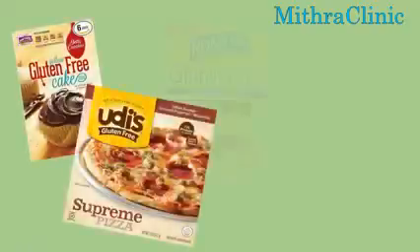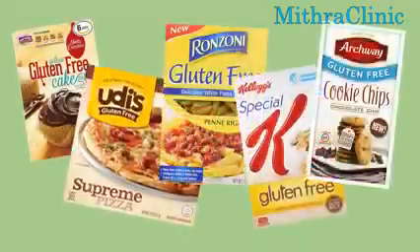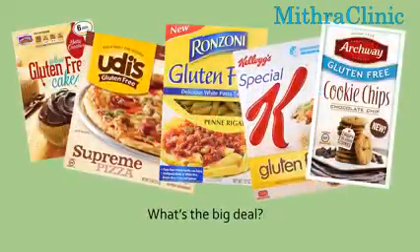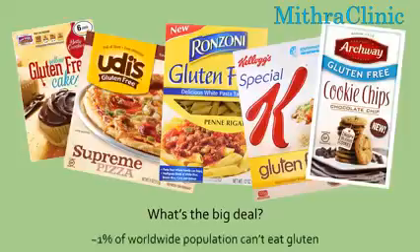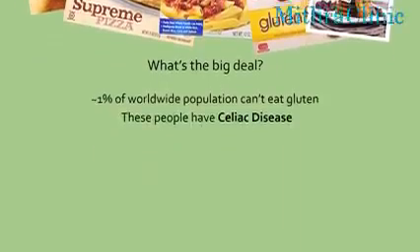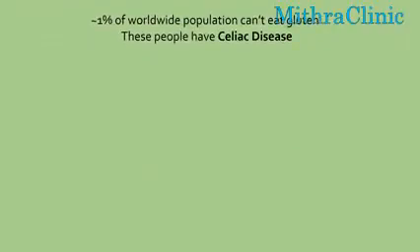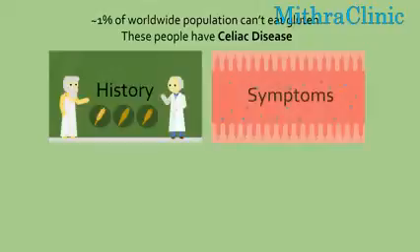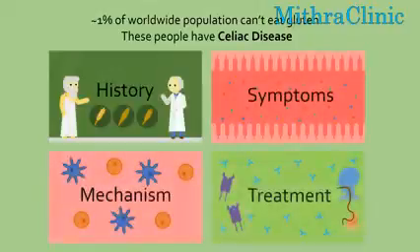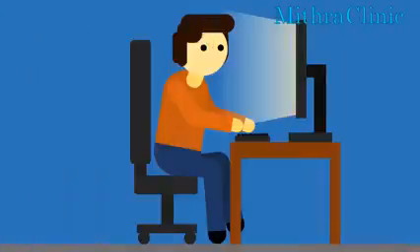You can see gluten-free food almost everywhere. What's the big deal? Well, around 1% of the world population can't eat gluten, or else they will experience stomach pains, diarrhea, or even malnutrition. This is because these people suffer from a condition called celiac disease. Watch this episode of Medicurio to learn the history, symptoms, mechanism, and treatment of celiac disease.